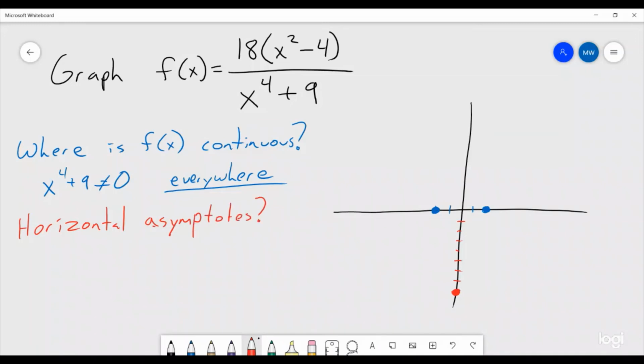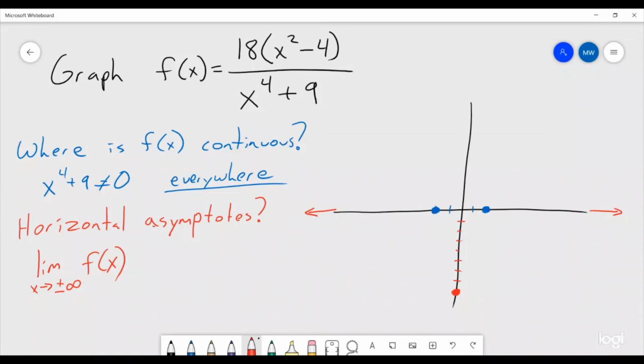Do we have any of those? Well, remember, the way we find horizontal asymptotes is we look at the limit as x goes to plus or minus infinity of f of x and see what those are equal to. In this case, the top is an x squared and the bottom is an x to the fourth. So as x goes to infinity, the bottom is going to grow much, much faster, which means that this entire thing is going to basically just approach 0. So our horizontal asymptote is going to be pretty much 0 on either side.